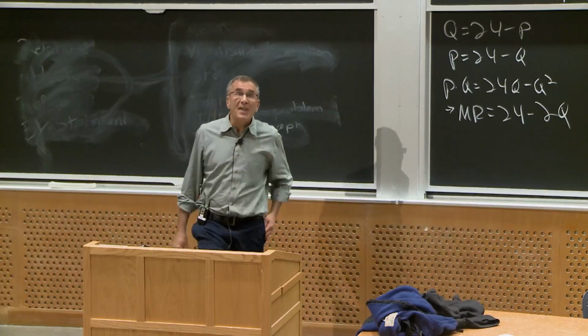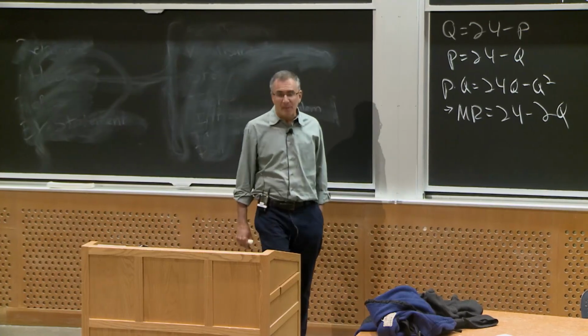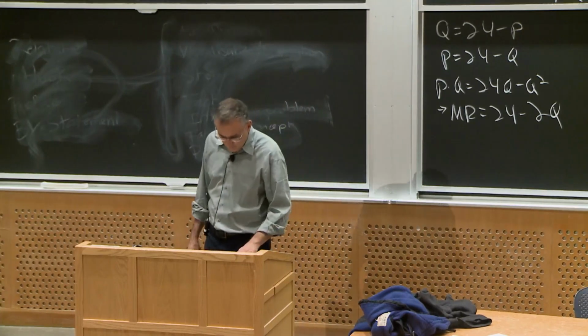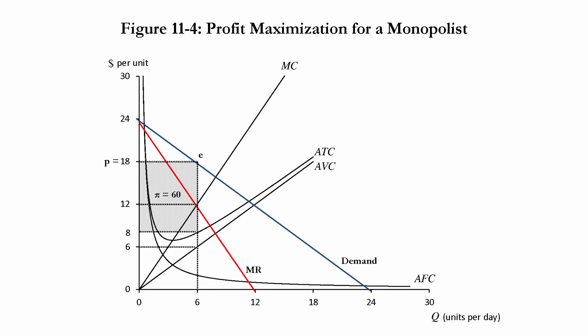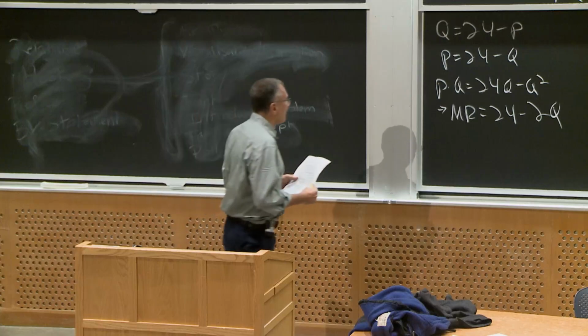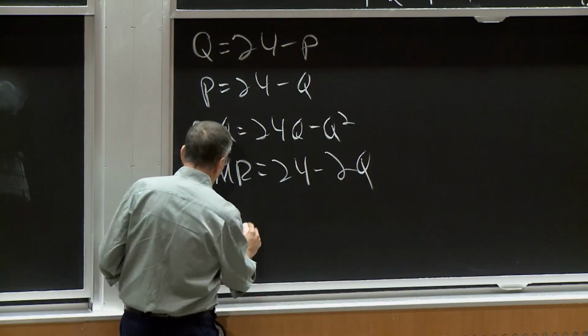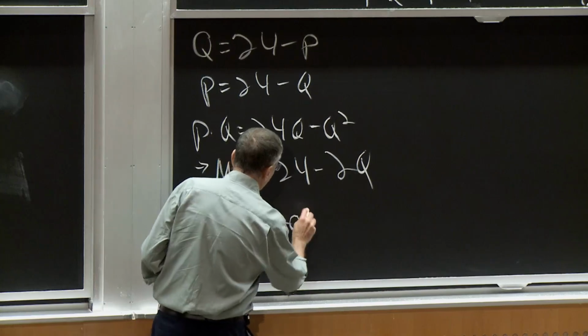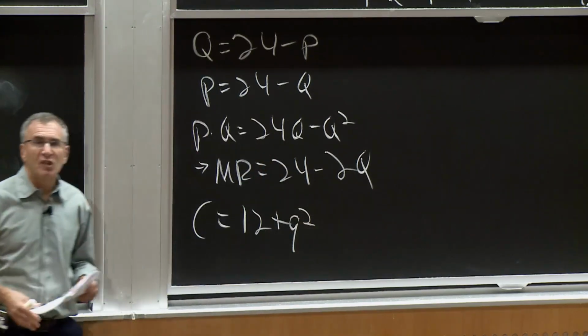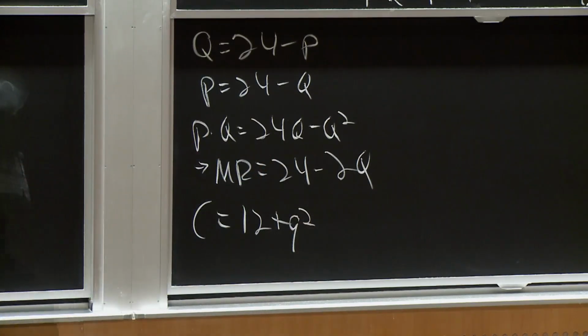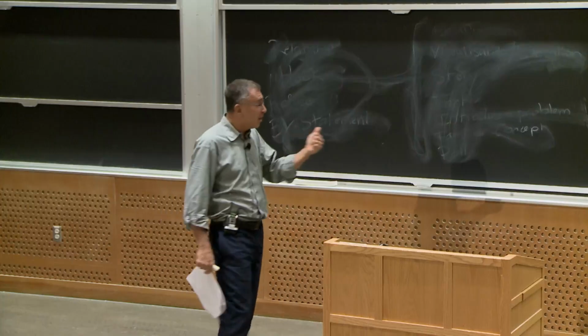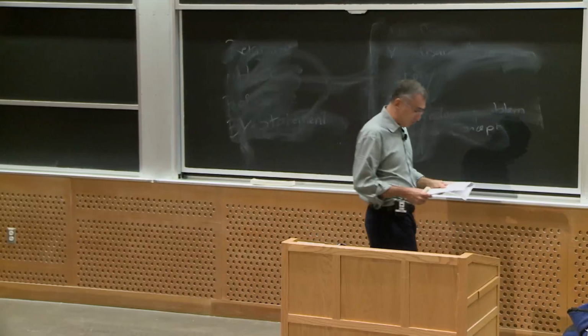Okay, well, armed with that, let's talk about how monopolists maximize profits. Let's go to figure 11.4. In figure 11.4, I'm going to now add a cost function. Let me say that C equals, I'm just going to assume C equals 12 plus Q squared. Once again, you know how to derive that. If I gave you a production function and input prices, you could derive that. Okay? But I'm just going to assume C equals 12 plus Q squared.